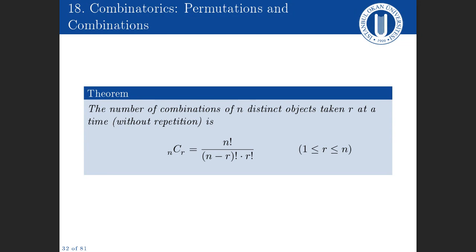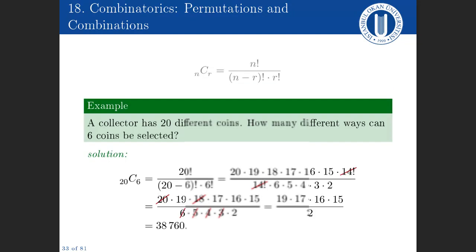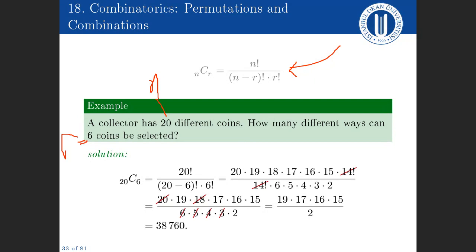Let's do two examples using this formula. I've written the formula at the top. A collector has 20 different coins. So straight away, n must be 20. How many different ways can 6 coins be collected? r must be 6. So what we're asked to do is calculate 20C6.